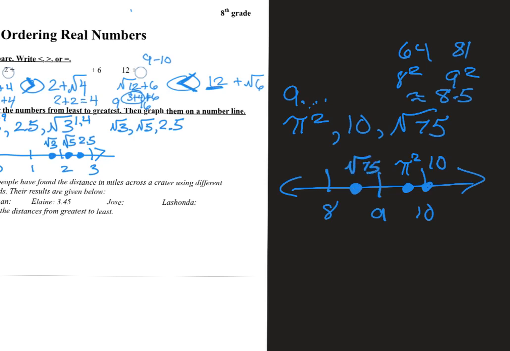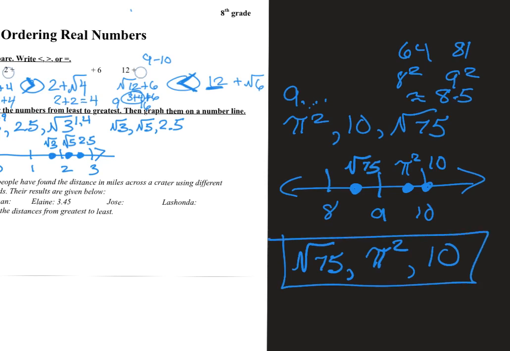So now I can order these as the square root of 75. Then what comes next? Pi squared, and then 10. Any questions on that? So you don't even actually have to do all the math because you can get close enough estimating. It's about this, right?